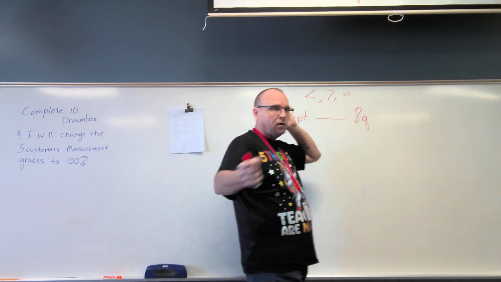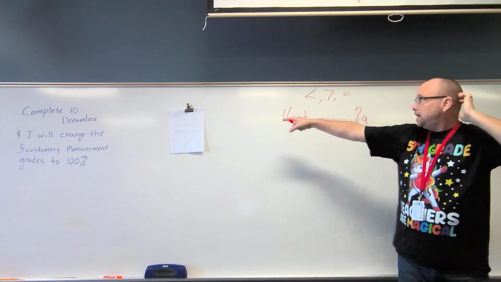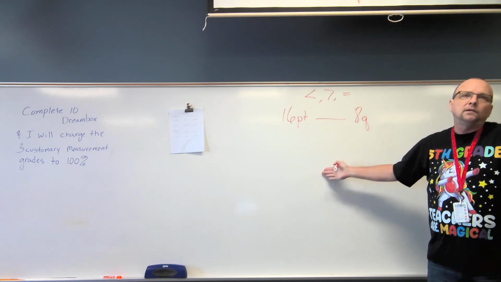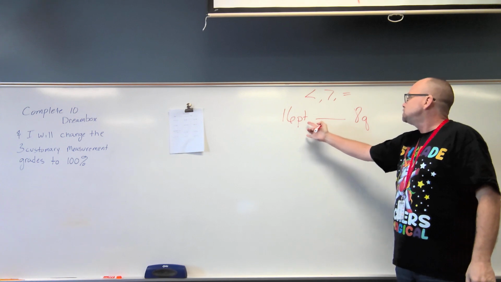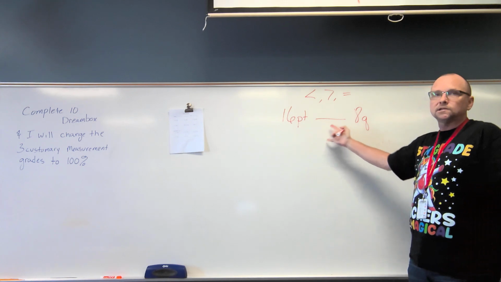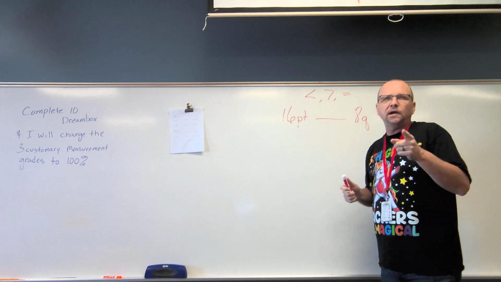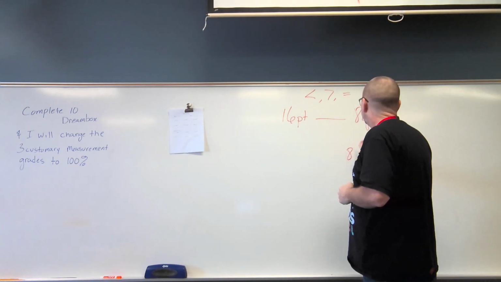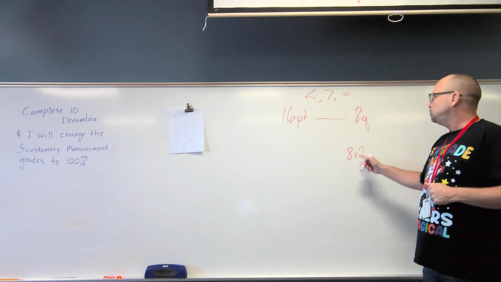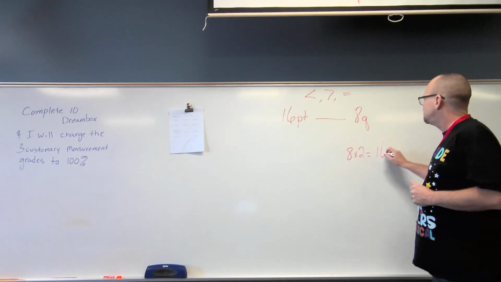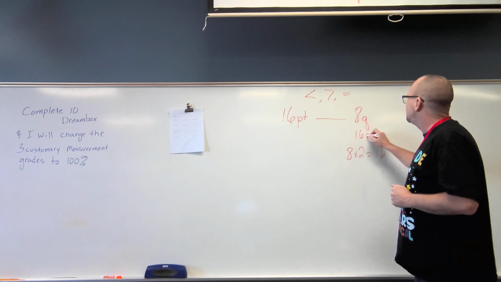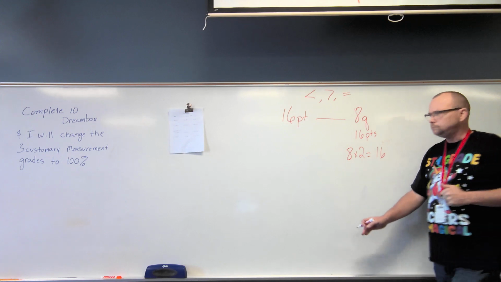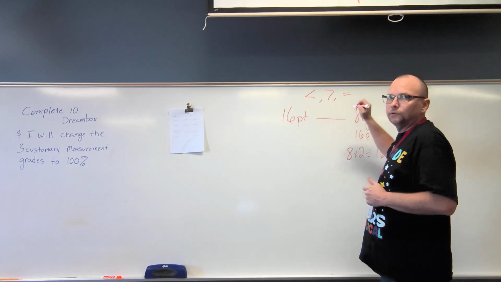So let's go with Isabella. Do you want to change the quarts to pints or the pints to quarts? Do you like to multiply or divide? Multiply. So we want to change the quarts to pints because quarts are bigger. Do you know how many pints are in 1 quart? No. 2. So we're going to take 8, because there's 8 quarts, multiply by 2 pints in each quart, which gives us 16. So 8 quarts is the same as saying 16 pints. So Isabella, what would we have here? Less than, greater than, or equal to? Equal to.